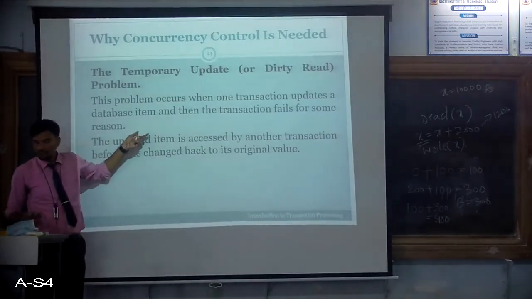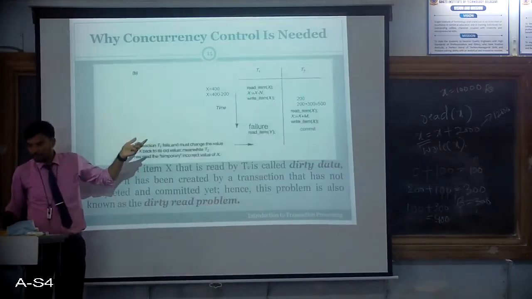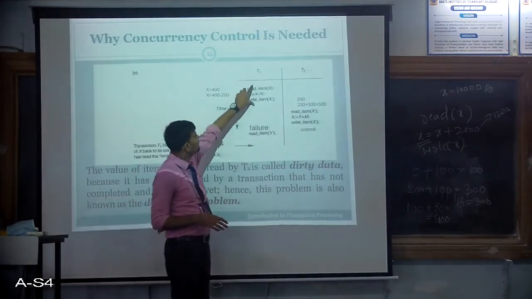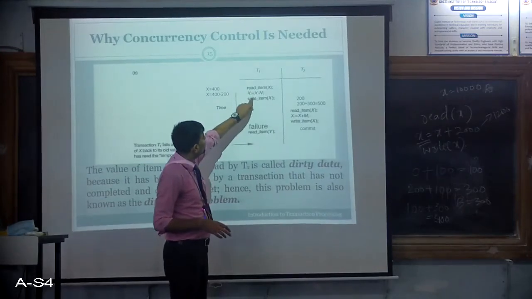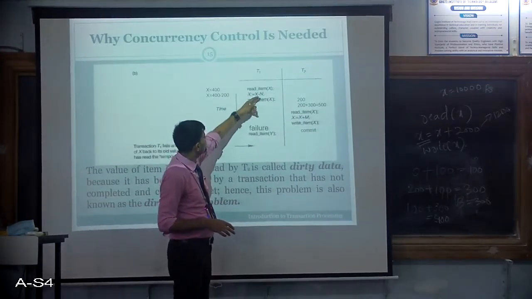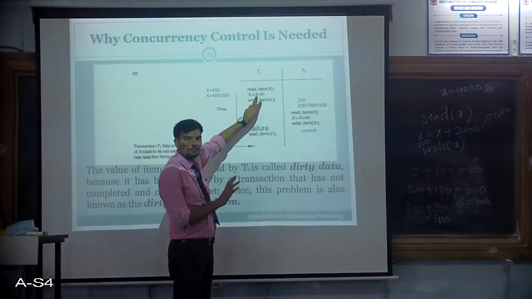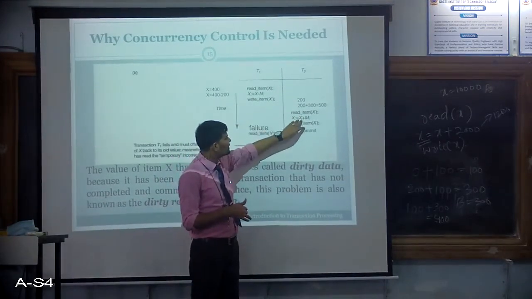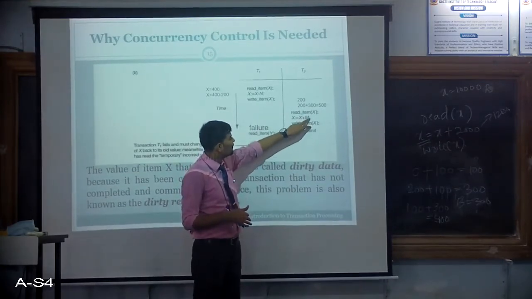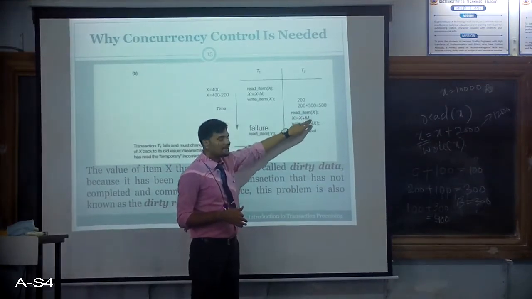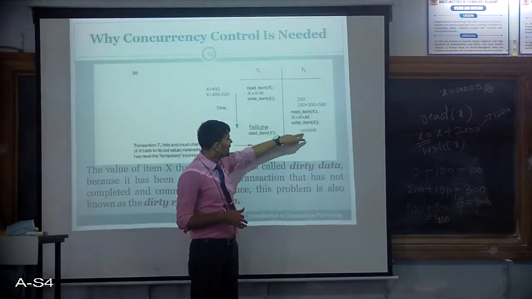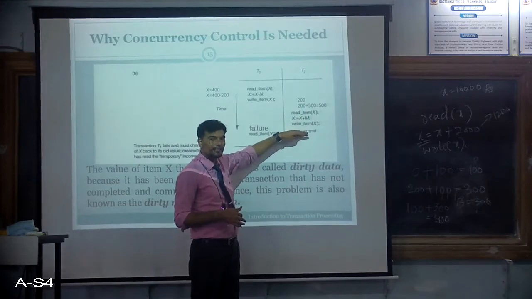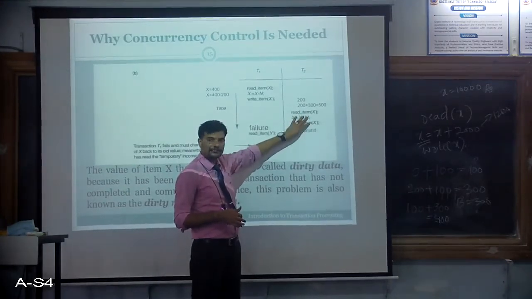Next we discussed the dirty read problem or temporary update problem. In this problem, what happens? Transaction T1 has read the 400 value, after that it has updated it and now the X value is 200, and T2 has read that 200 value, again updated the X value, and now the X value is 500, and it has written that X value 500 and committed.